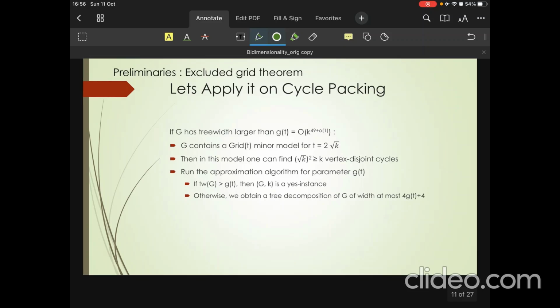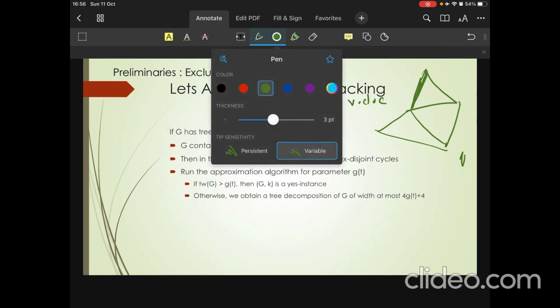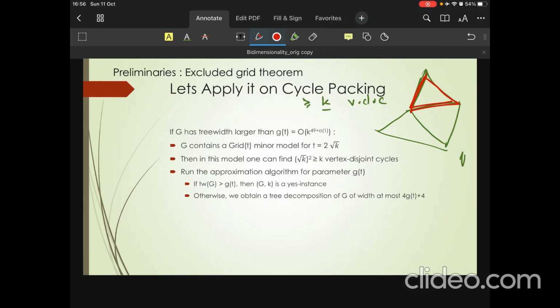So let's apply the grid theorem to the problem of cycle packing. What is cycle packing? It asks whether there exist greater than or equal to k vertex disjoint cycles. A graph like this will have one vertex disjoint cycle, which is any one of these cycles. You can choose this one also, you can choose this one also, but you cannot choose more than one. So this is the cycle packing problem.